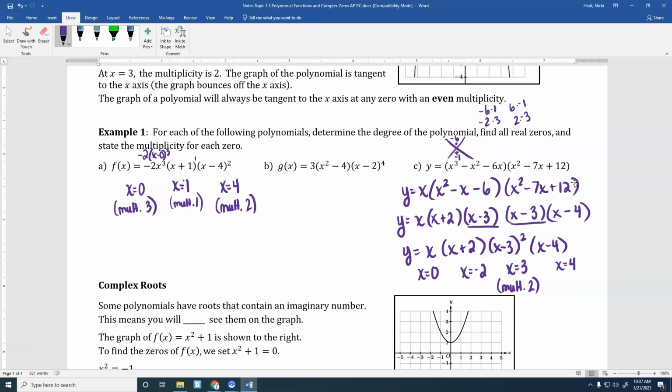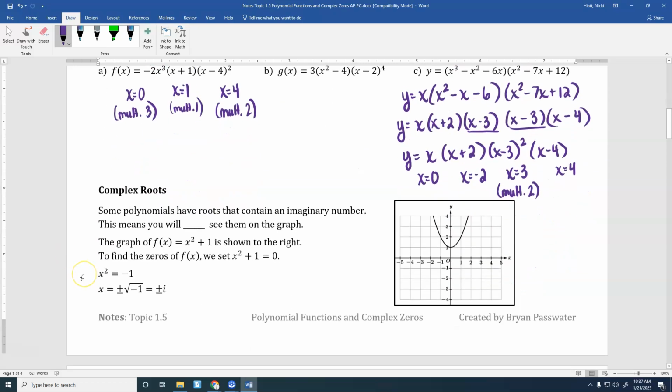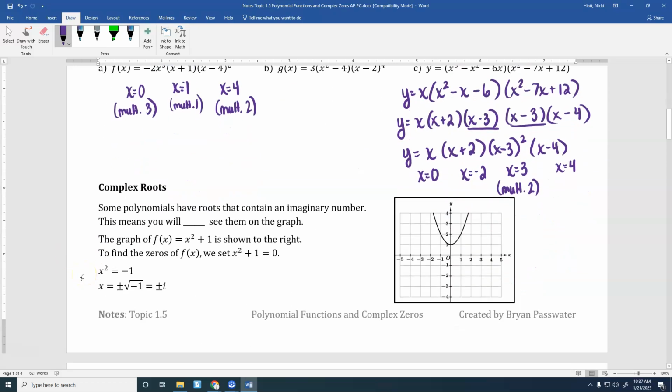Okay, questions? All right, moving on to complex roots. Some polynomials will have roots that contain an imaginary number. This means that you will not see them on the graph. A good example is given over here of x squared plus 1. So x squared plus 1 is just your parabola, and it's been moved up 1. And since it's been moved up 1, it does not cross the x-axis. It does not have any real zeros.